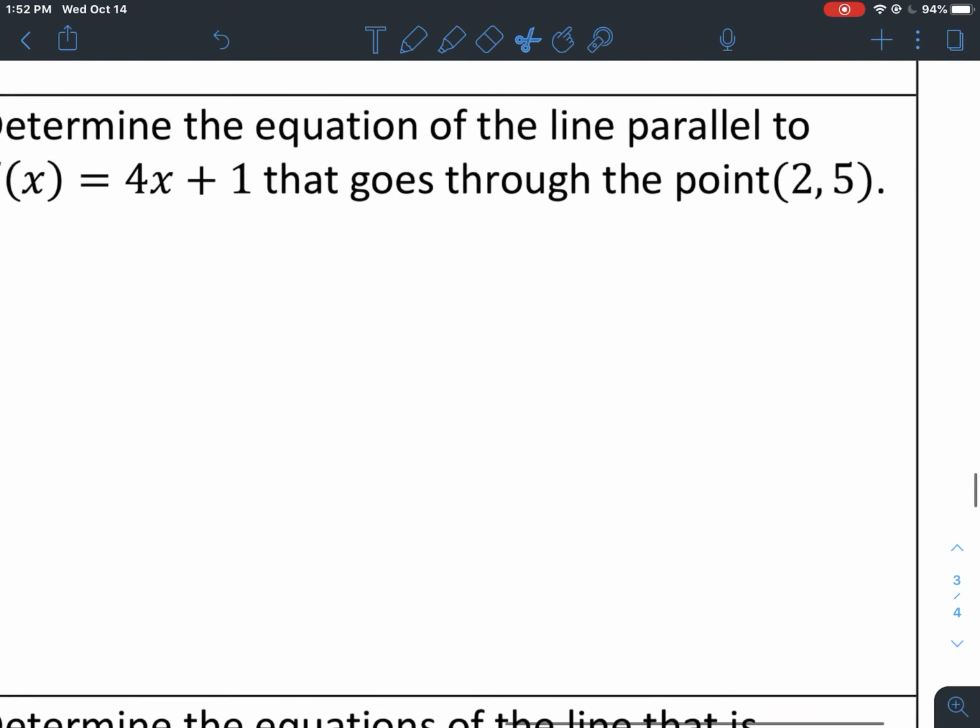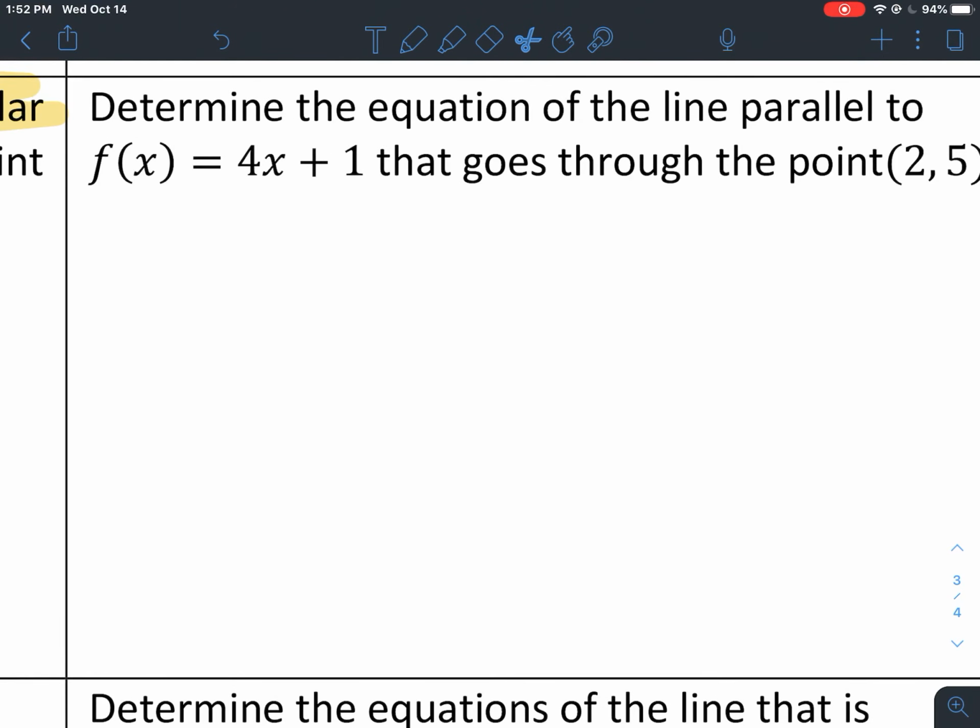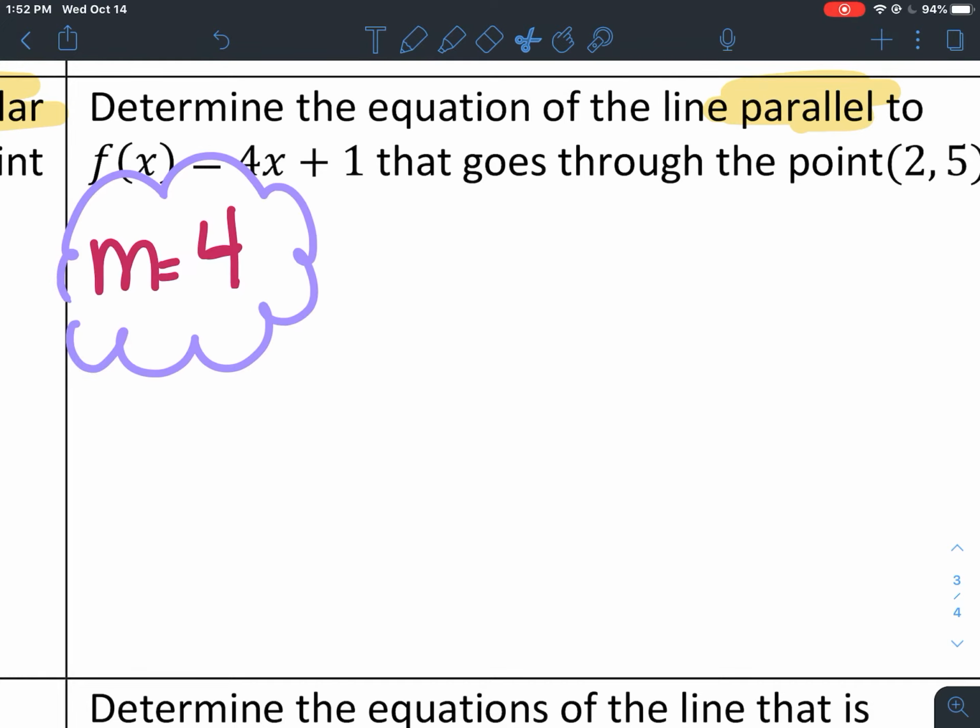I'm actually going to move on to the fourth one right here. Determine the equation of the line that is parallel to f of x equals 4x plus 1 and goes to the point (2, 5). So again, I know my slope. Parallel means same slope. So if it's the same slope, my slope is going to be 4. And I don't know my y-intercept for this one, so I'll need to find it.